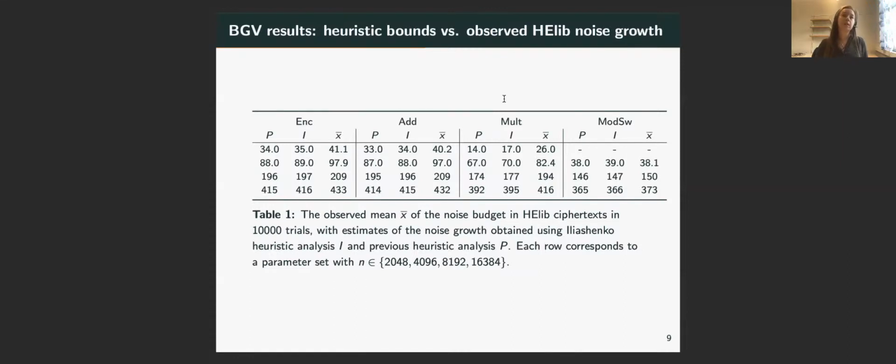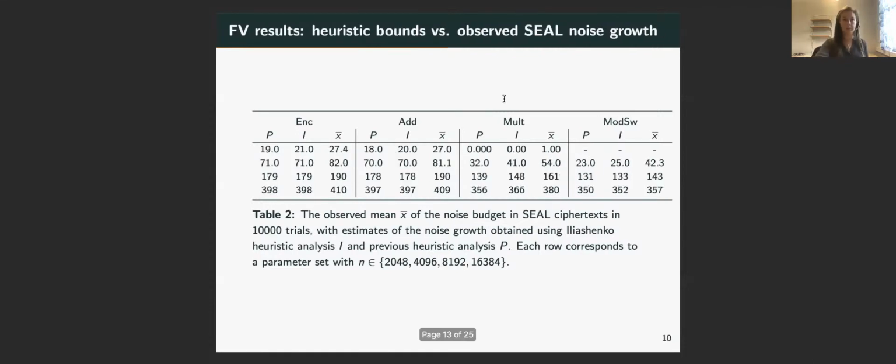And so what you can see from column P to column I is that we do get an improvement of a few bits. So we do tighten the bound somewhat. But if you look between the column I and the column X bar, you can really see that there is, as I've mentioned in the introduction, this rather large heuristic to practical gap, which, as I've mentioned before, leads us to selecting parameters that are larger than necessary, meaning that this leads us to have an unnecessary slowdown in implementations.